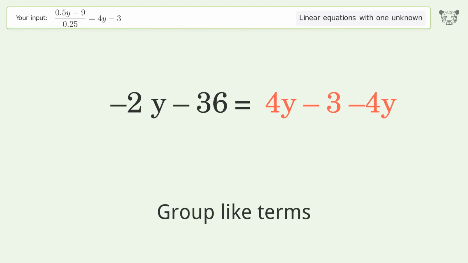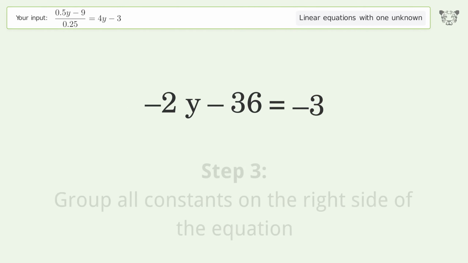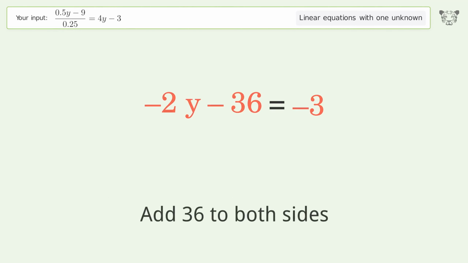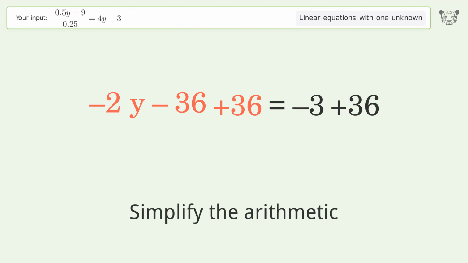Group like terms. Simplify the arithmetic. Group all constants on the right side of the equation. Add 36 to both sides. Simplify the arithmetic.